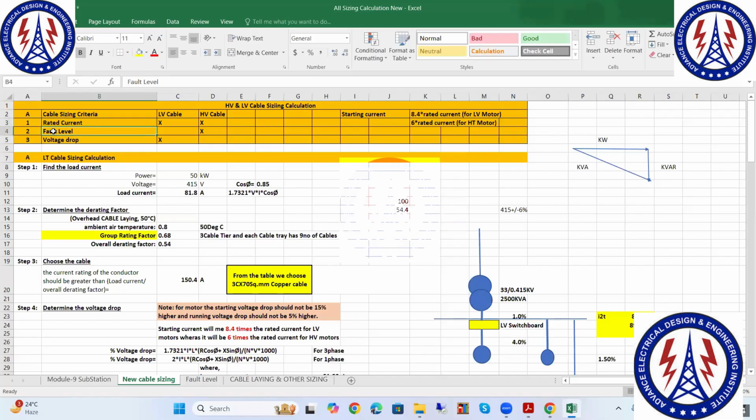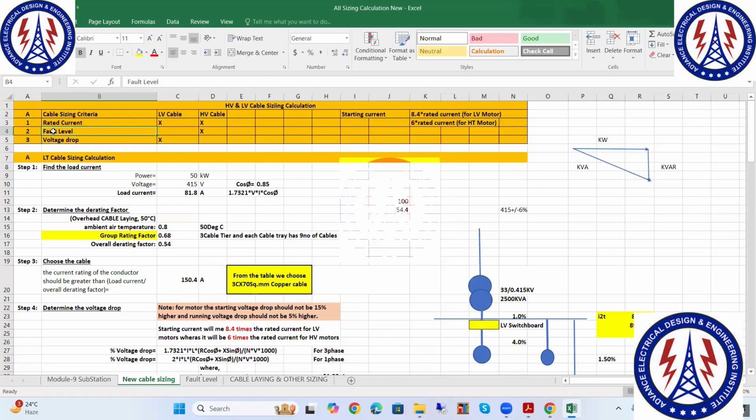Rated current means as per the load current, we will size the cable. Suppose our load current requirement is 100 ampere. We will select the cable which can carry that ampere after providing the derating. Second is the fault level. Suppose a fault occurs in your system, your cable should be capable of taking that fault level. The cable should not burn in that fault case. The cross section should be designed based on that.